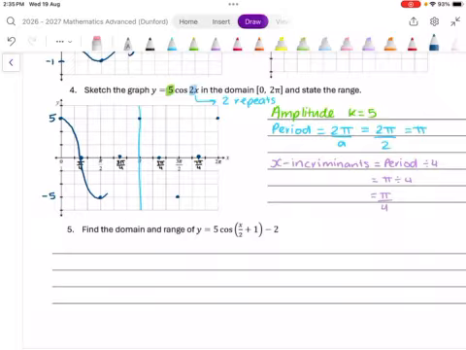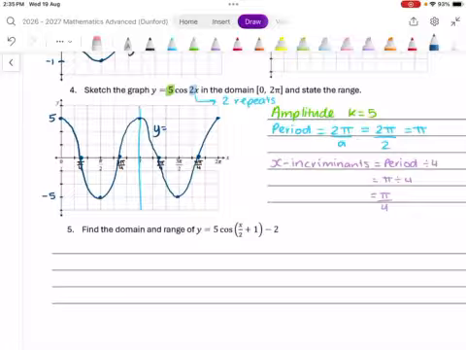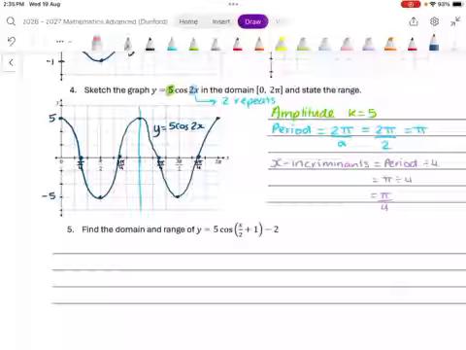Cos is like coals, right? Down, down, the prices are down. That's how you can remember it, maybe. I don't know, I'm trying to think of ways for you. All right, a nice smooth curve. Y equals 5 cos 2x.